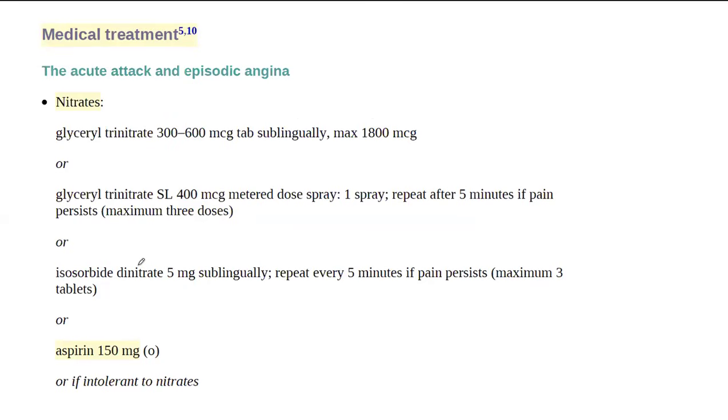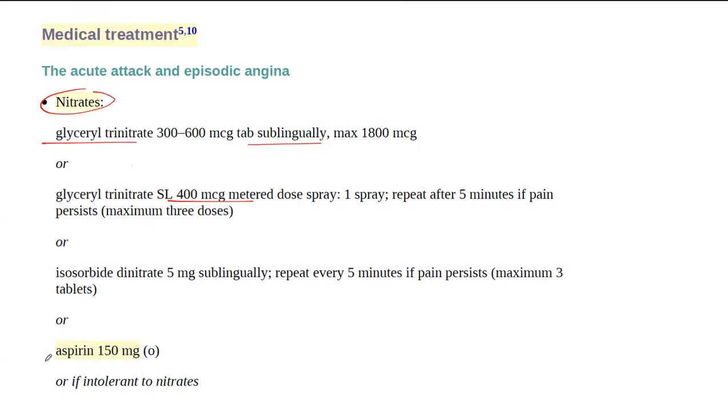Let's say someone already developed angina. What to do? So you will be doing all these tests, but in between that, you will also need to manage the patient. So during an acute attack, that means when the patient gets the pain, you will ask the patient to use nitrate. So they can use the nitrate sublingually, they can use the spray, doesn't matter. Any of the nitrates should do.